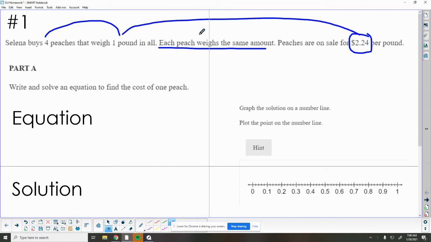So she bought 1 pound, so she paid $2.24. First we want to write an equation, and then we're going to solve it to find the cost of 1 peach. Lots of times when I am finding the unit rate, I know I need to divide, but I can never remember: should I do 4 divided by 224 or 224 divided by 4?